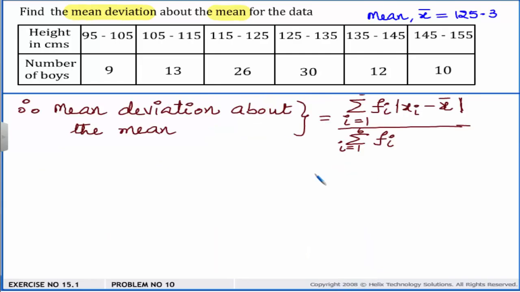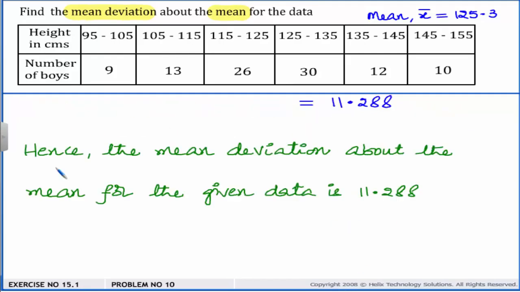Now on substituting the values in this, we will be getting 1128.8 divided by 100, which is equal to 11.288. So with this, we conclude that the mean deviation about the mean for the given data is 11.288. So this completes the solution.